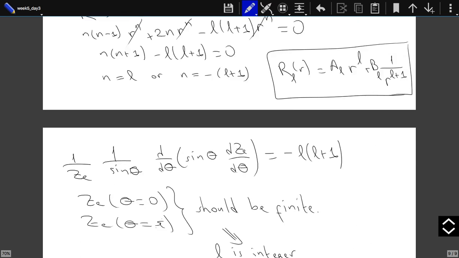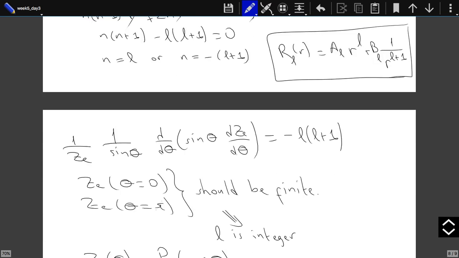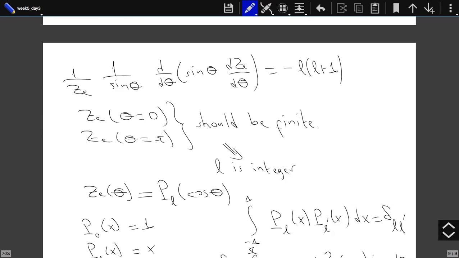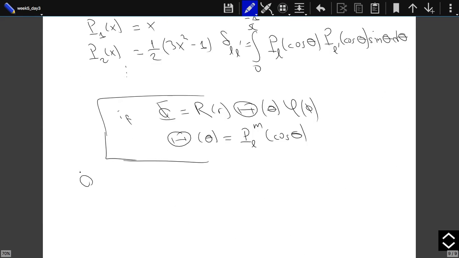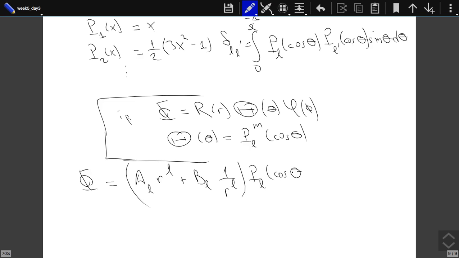Anyway, let's come back to our solutions. Now we have our radial solution. We have the angular solution. So the solution we have for our function is AL times r to the power L plus BL times 1 over r to the power L, times PL of cosine theta. Well, this kind of satisfies all the boundary conditions that we have. Yeah, not satisfies, but it has the possibility of satisfying, let's say.